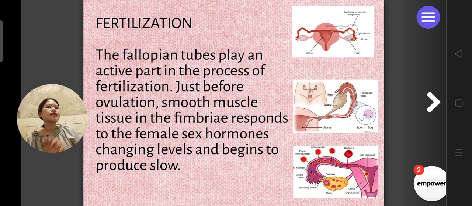So, fertilization. The fallopian tubes play an active part in the process of fertilization. Just before ovulation, smooth muscle tissue in the fimbriae responds to the female sex hormones' changing levels and begins to produce a slow sweeping movement.